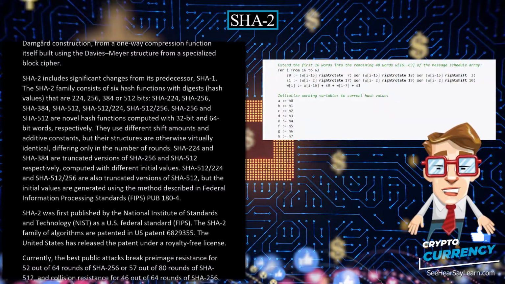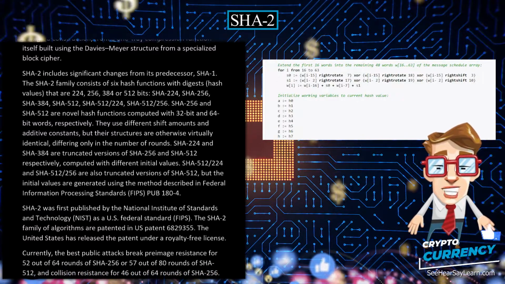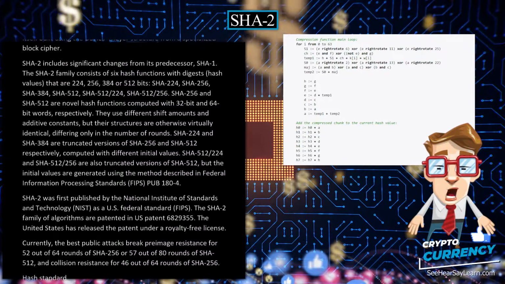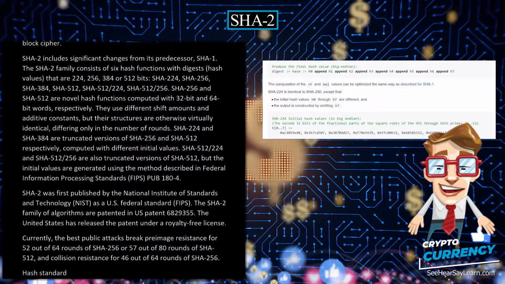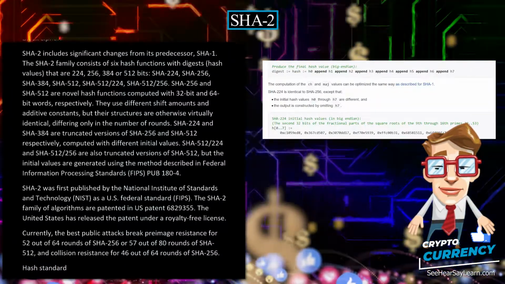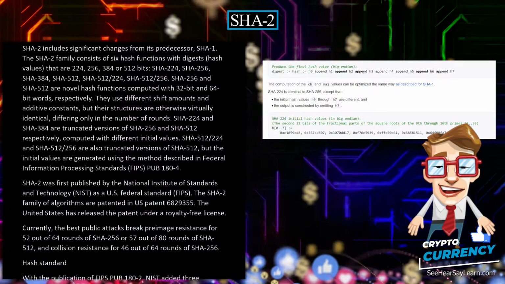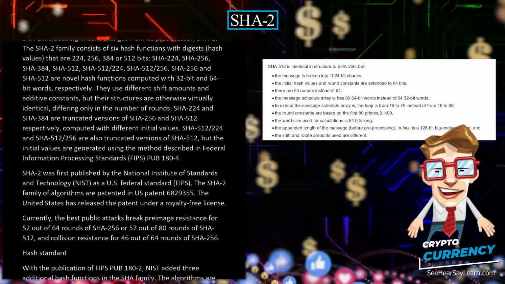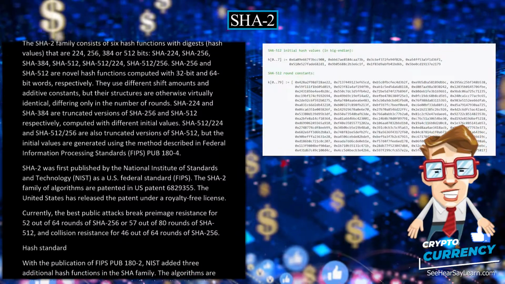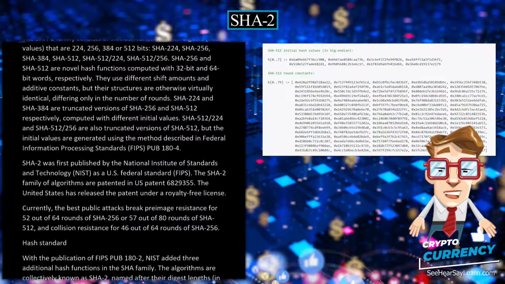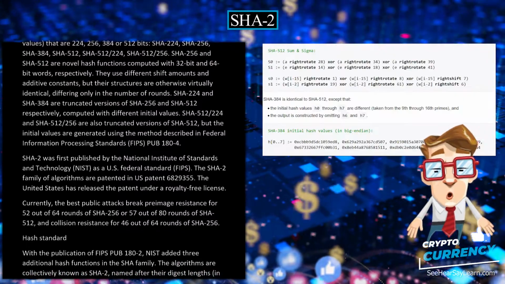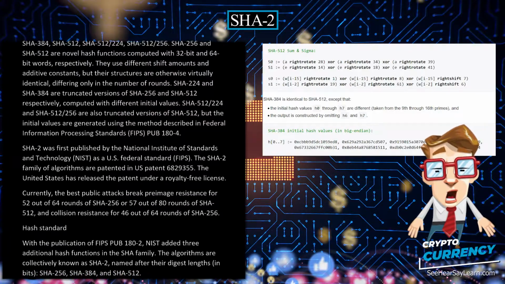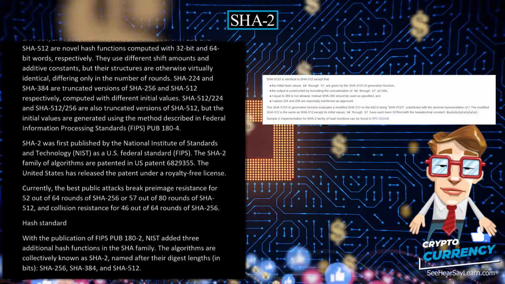SHA-256 and SHA-512 are novel hash functions computed with 32-bit and 64-bit words, respectively. They use different shift amounts and additive constants, but their structures are otherwise virtually identical, differing only in the number of rounds. SHA-224 and SHA-384 are truncated versions of SHA-256 and SHA-512 respectively, computed with different initial values.